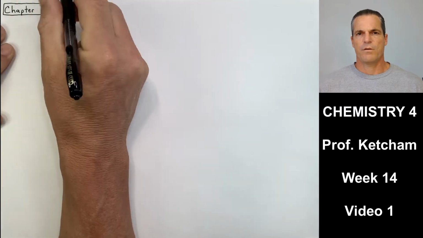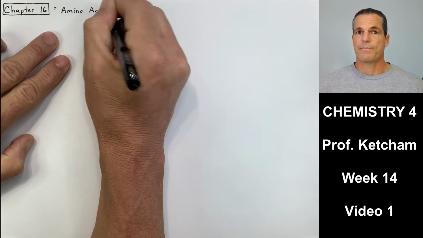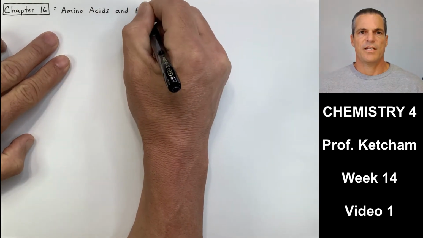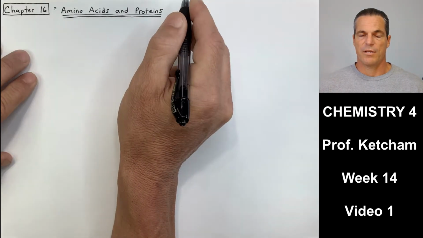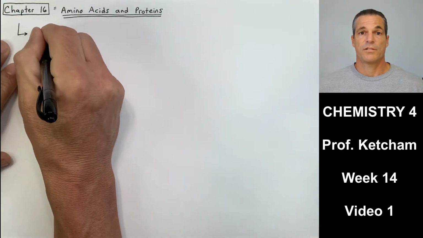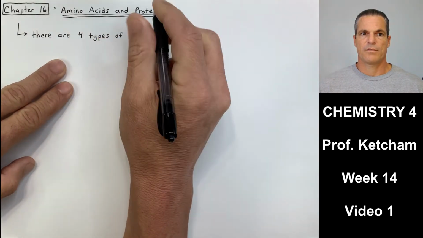This is our first video of the week. So this week there's going to be two videos, and they both cover Chapter 16. Chapter 16 is the first chapter that we're going to do in the biochemistry portion of the course. So let's just get started. Chapter 16, Amino acids and proteins.